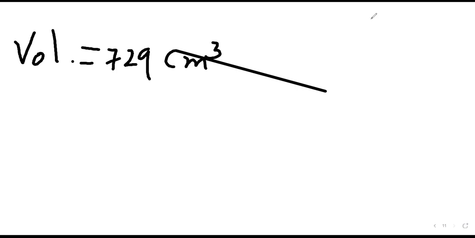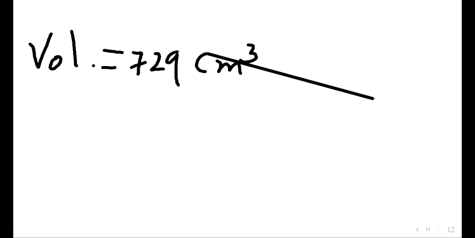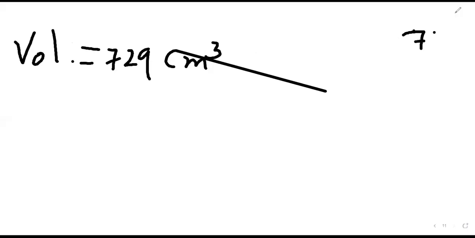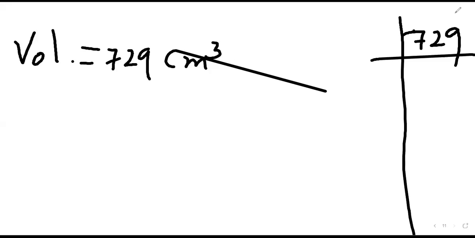We have to start with factorization of 729. Okay, 729. Is it divisible by 2? No, because the last digit is not even. So it is not divisible by 2. So we check for 3. 9 plus 2, 11. 11 plus 7, 18. 18 is divisible by 3. So we start with 3.